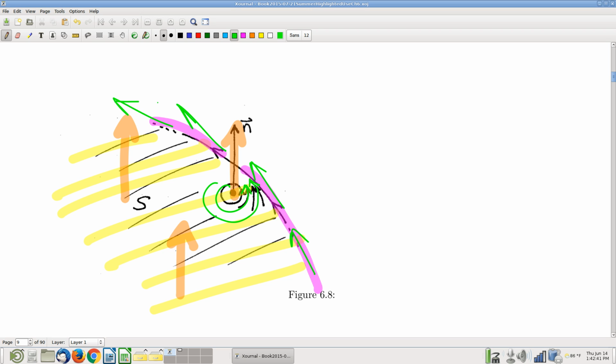So if you have an orientation on your surface, that orientation is a normal vector. You put your thumb that way, and your fingers want to bend a certain way. That tells you which way to go around the boundary.